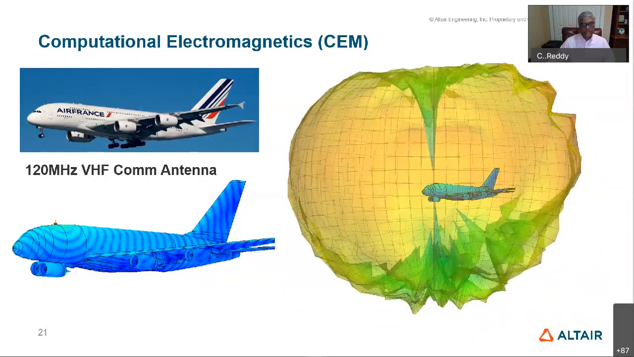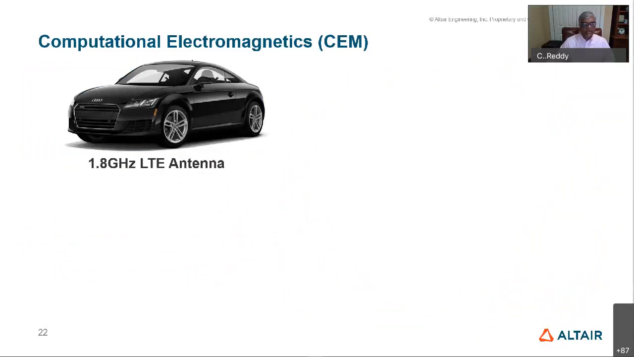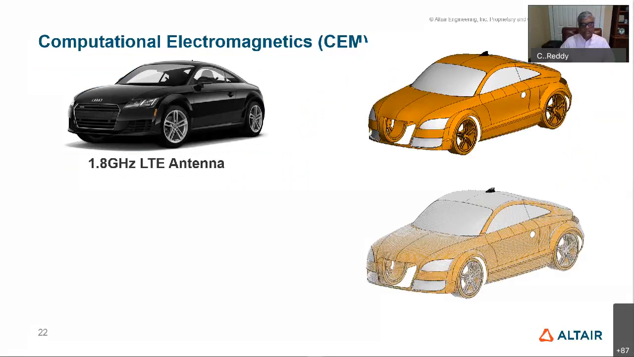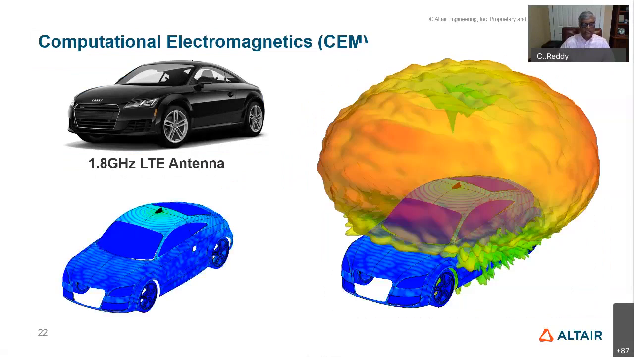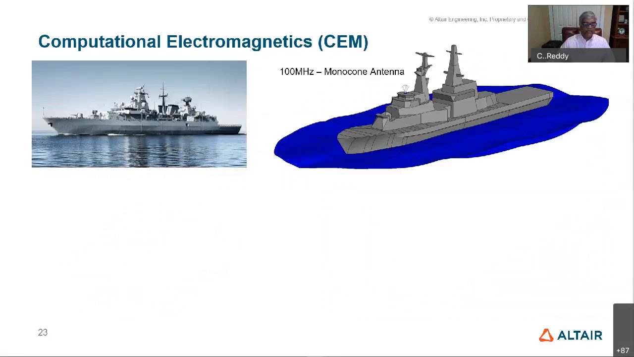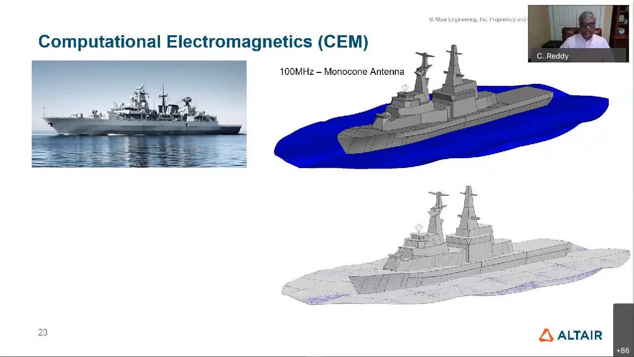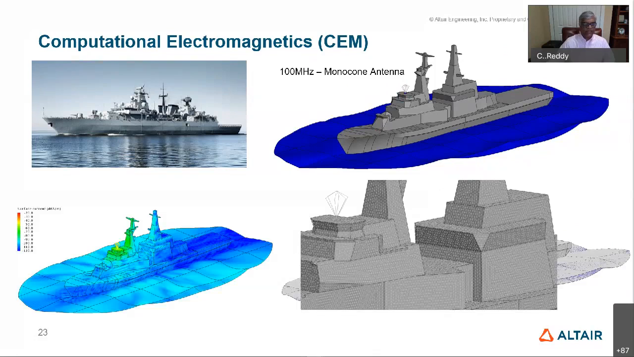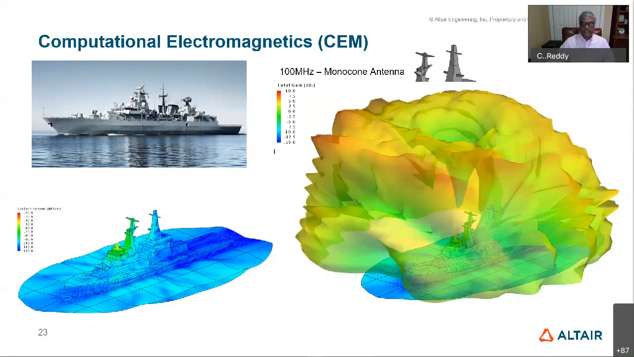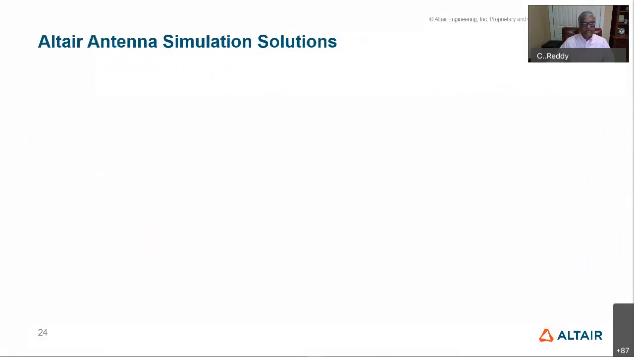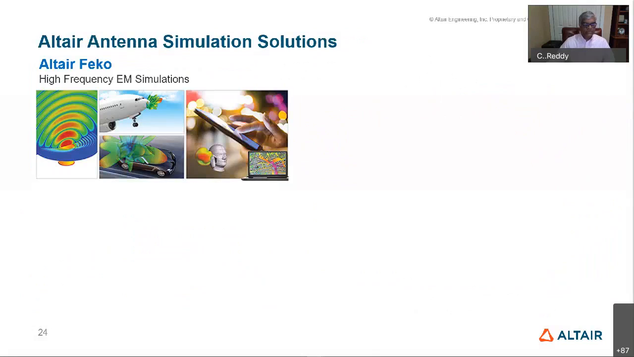Now, of course, we have done this with the discretization. It doesn't matter which object you bring into the simulation. For example, you bring in a car with a shark fin on the top, you can discretize it. You can find the currents, you can find the radiation pattern. You can bring a ship with a little monocone antenna on the top, even including some surface of the sea, and you can discretize it, and you can find the currents and the radiation patterns. In that respect, we have solutions.